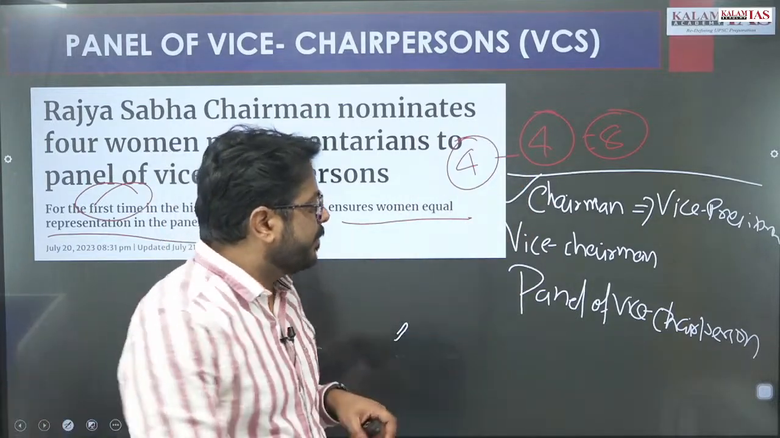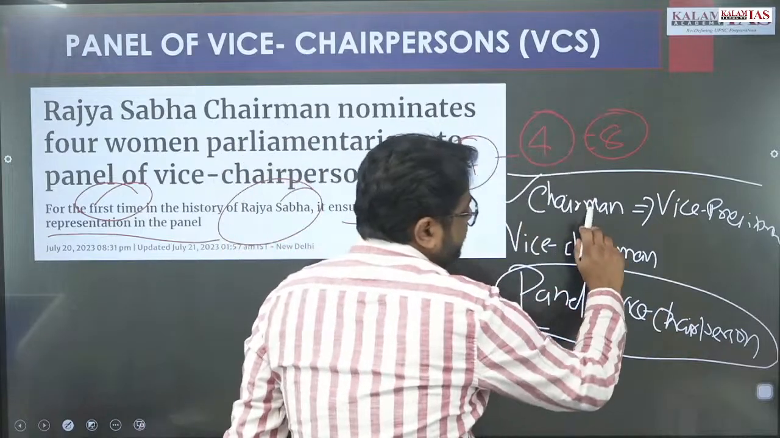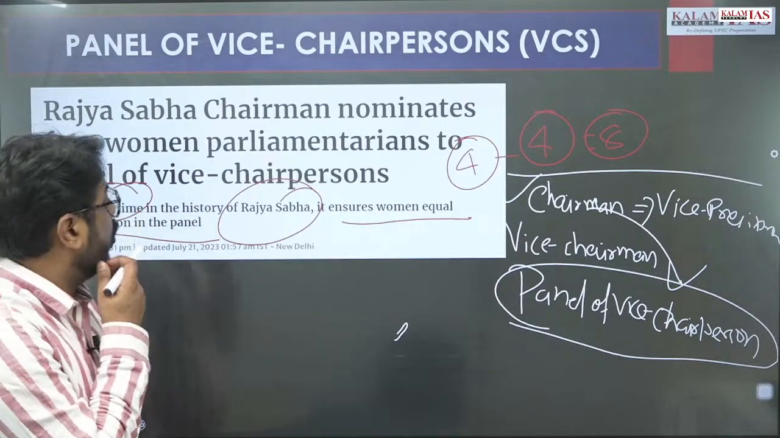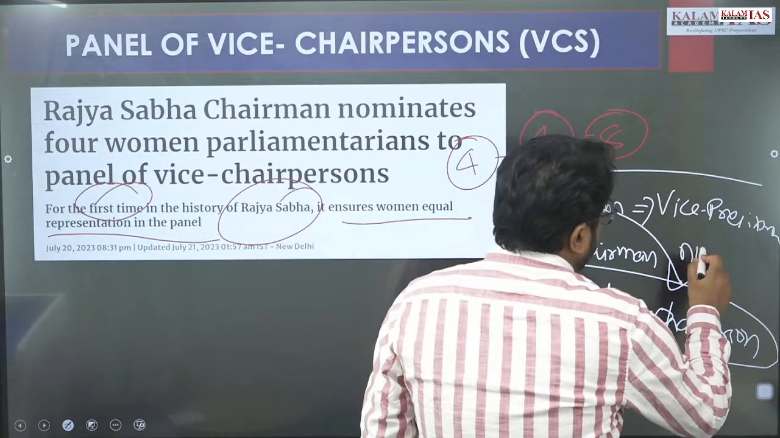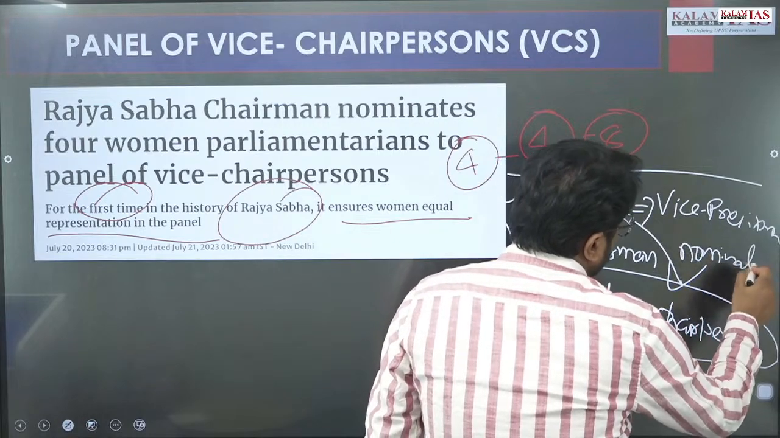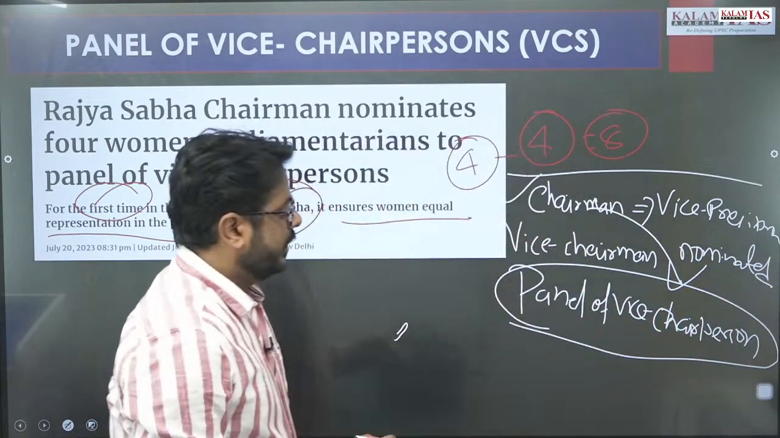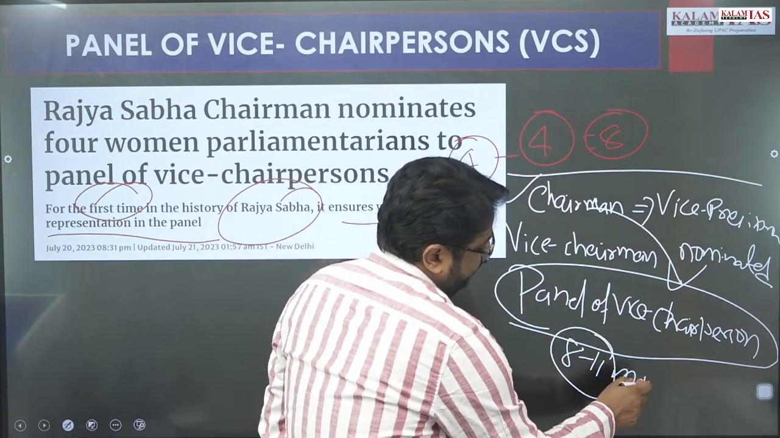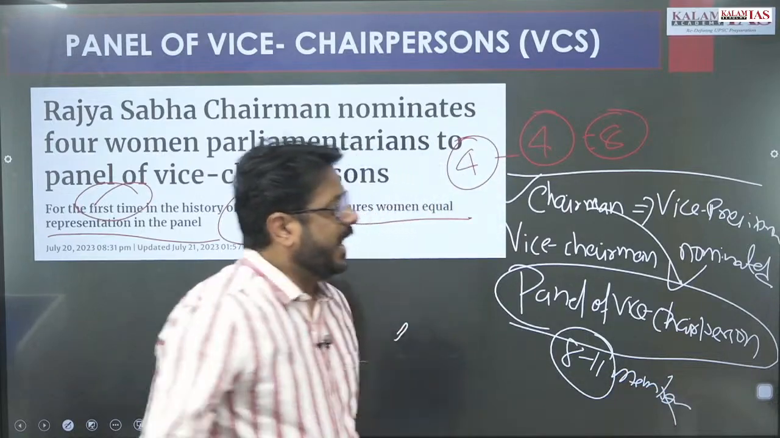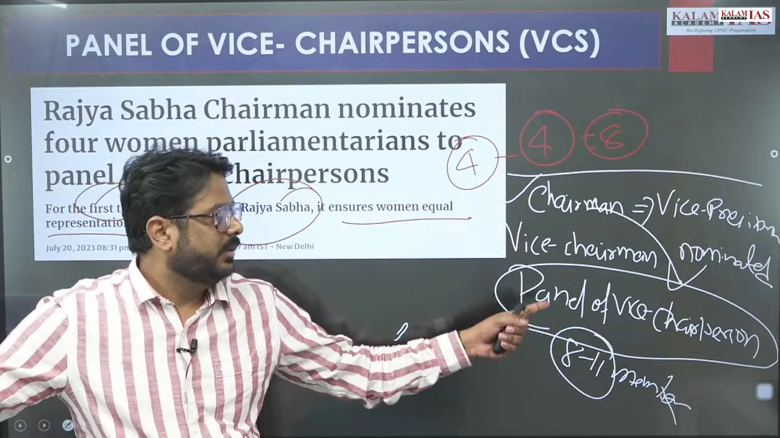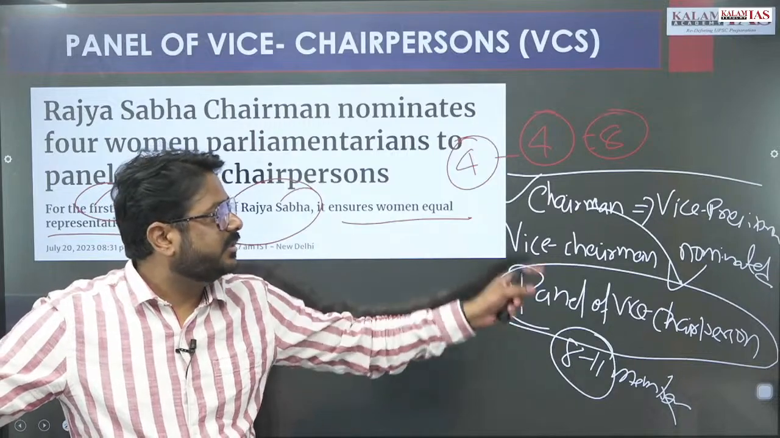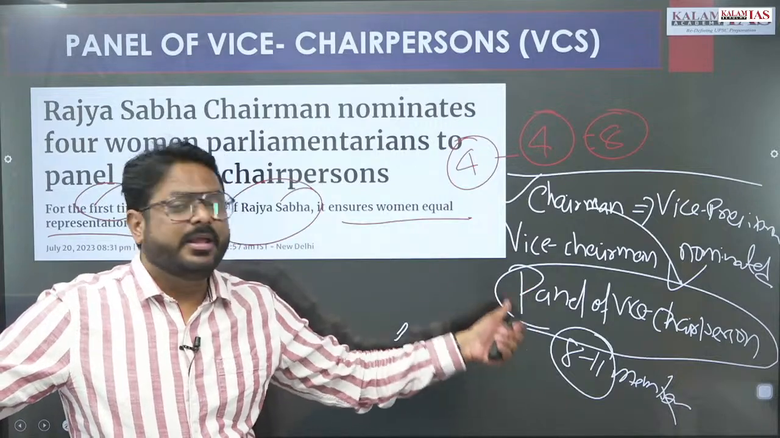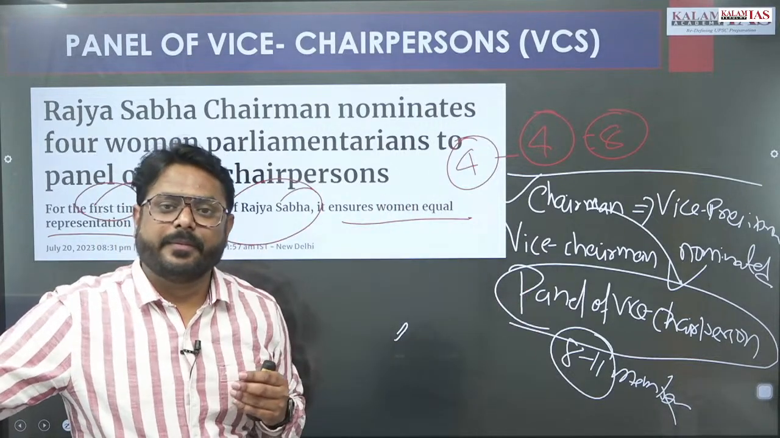So in the panel of vice chairperson, the chairman must have nominated 8 to 11 members, and if any of these will be present, in case chairman and the vice chairman are absent, that person will be presiding in the Rajya Sabha, right.